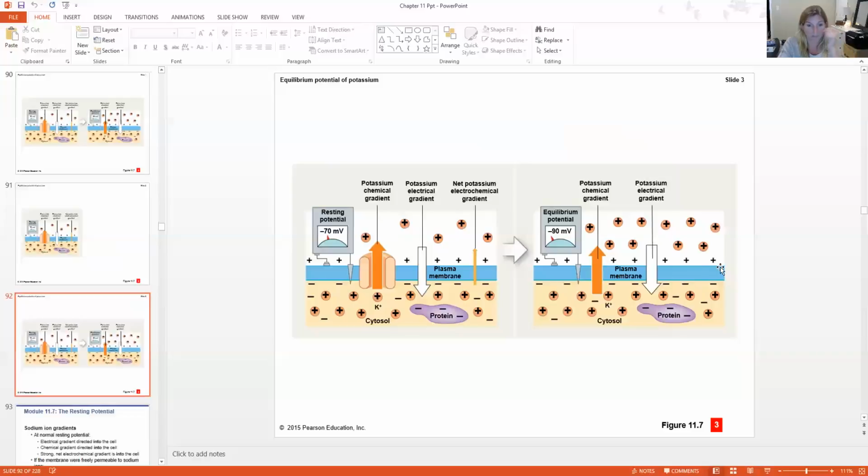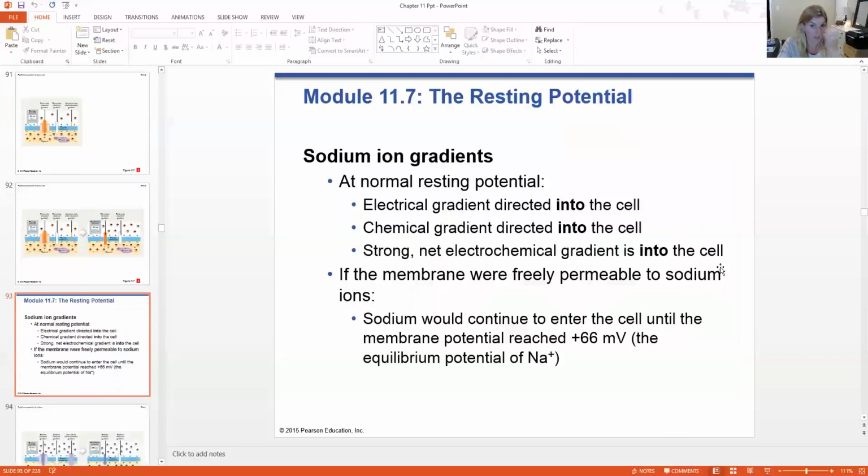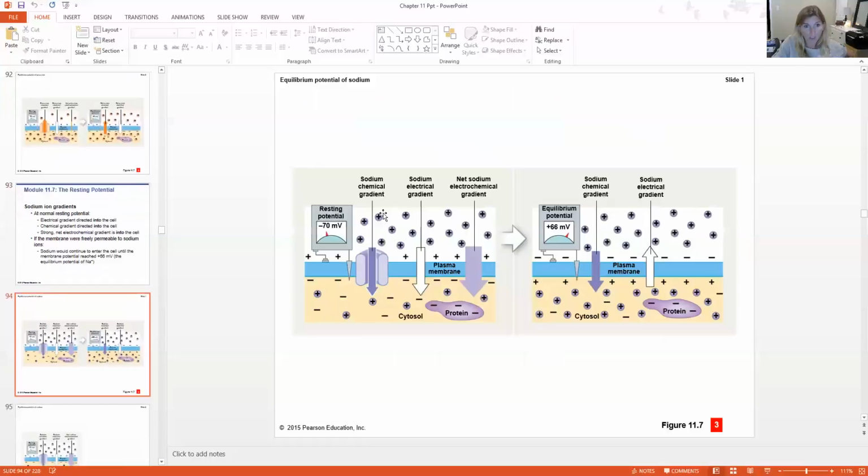Sodium ions at normal resting potential: the electrical gradient is directing them into the cell, right? Because they have a high concentration out of the cell, the chemical gradient is directed into the cell. So there's a strong net movement of sodium into the cell for equilibrium forces. If the membrane were freely permeable to sodium, and that sodium-potassium pump wasn't working, the sodium would continue to enter the cell until the membrane potential reached positive 66 millivolts. So again, here we're looking at these leak channels just being open. That sodium is just freely coming in. It won't reach equilibrium until that cell is at positive 66.